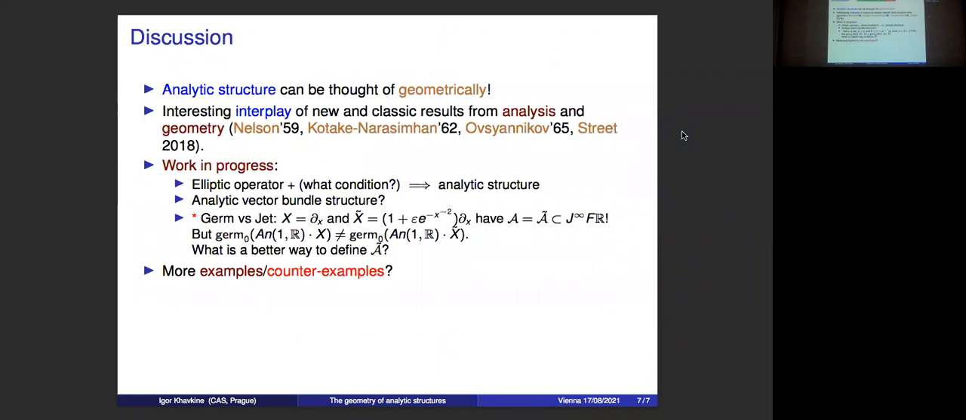Okay, so with that I will finish. I was just trying to explain to you that analytic structure can be thought of geometrically. In the course of doing that, you need to rely on the interesting interplay of some new and classic results from analysis and geometry. And there are some interesting open questions that should be studied. And of course, if you can find something that exists in the literature that you think is relevant for this, I'll be very happy to hear it. Or if you can think of more model examples, that's great. So thank you for your attention.